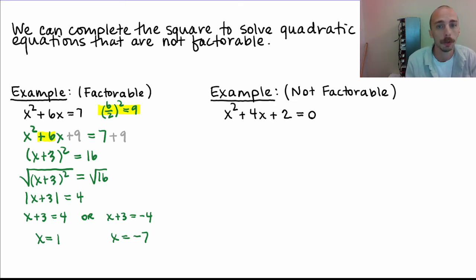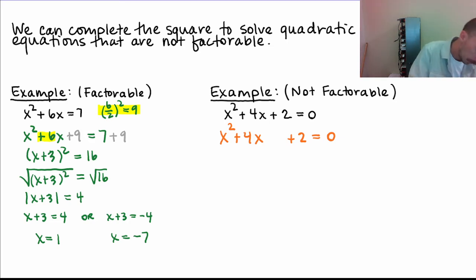And this is not factorable. You can't think of two numbers that multiply to 2 and add to 4 because they don't exist. Well, that might not be true. I might be able to find two numbers that multiply to 2 and add to 4, but they aren't integers is what I'm going to say. So I'm going to go over here and I'm going to say, all right, x squared plus 4x. I need to make some room to add the same number to both sides, but I still have this plus 2, and that's equal to 0.